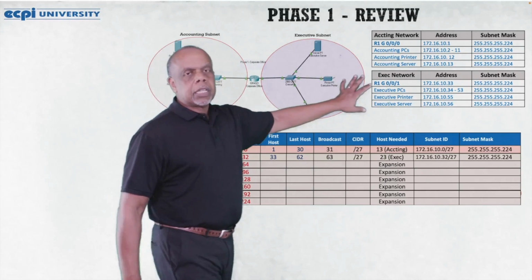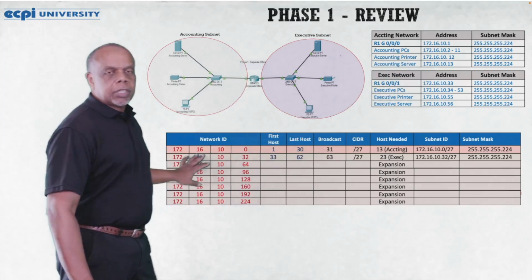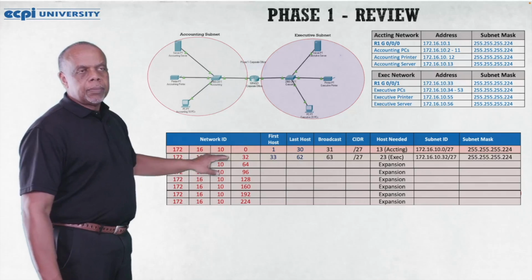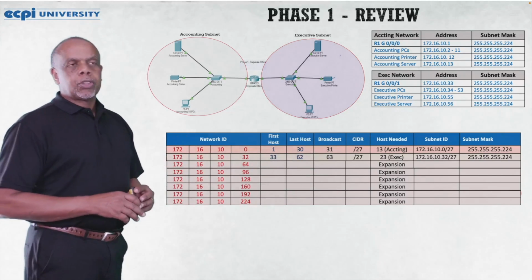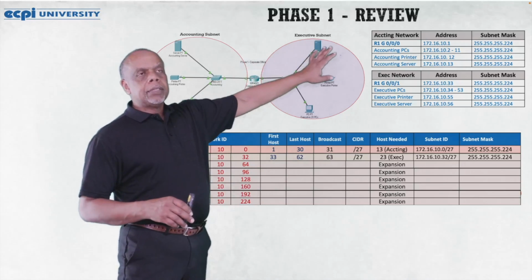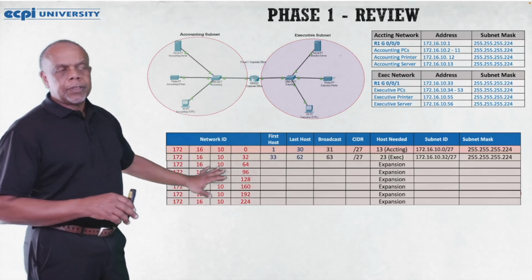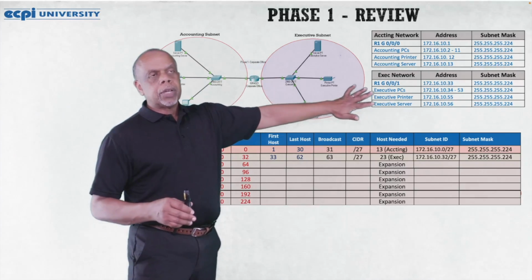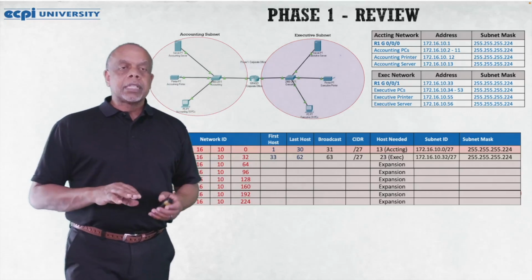And this is how we set up the interfaces, right? So we took the IP addresses that we figured out here: 172.16.10.0 for the first subnet, first host being 1, last assignable host was 30, and our broadcast was 31, and we assigned that to the accounting subnet. We took our second subnet, which was 172.16.10.32, and we assigned those 32 IP addresses to the executive subnet. That's what we did basically in week 1.